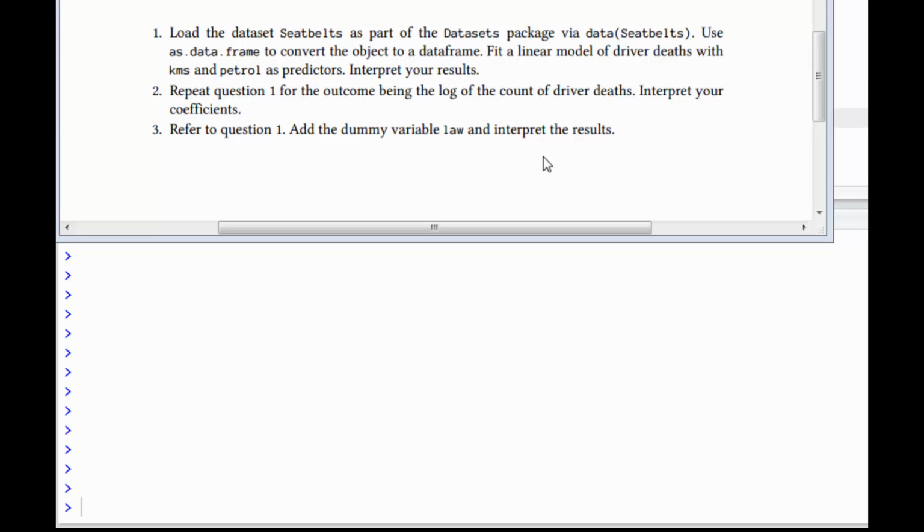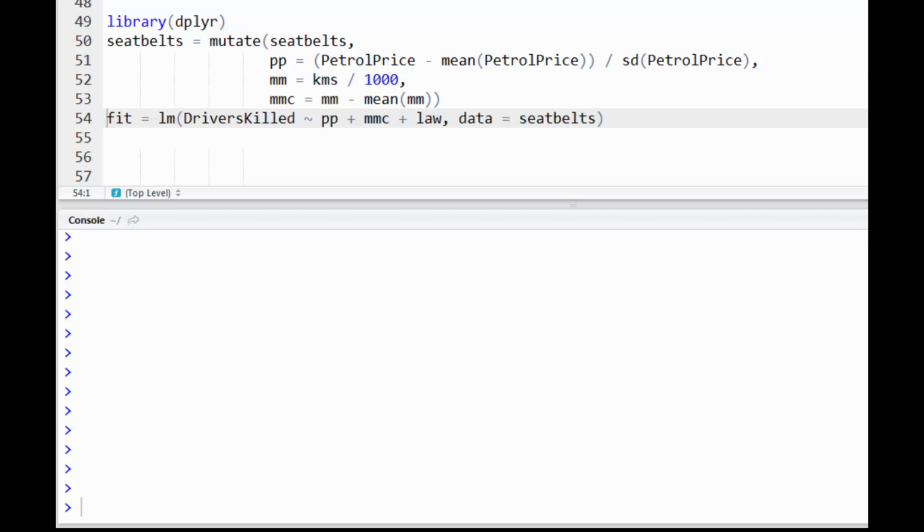This is question 3 of the multivariable tips and tricks chapter of the regression models book. It says refer to question 1, add dummy variable law, and interpret the results. So in this question, we were working on the seatbelts data set.